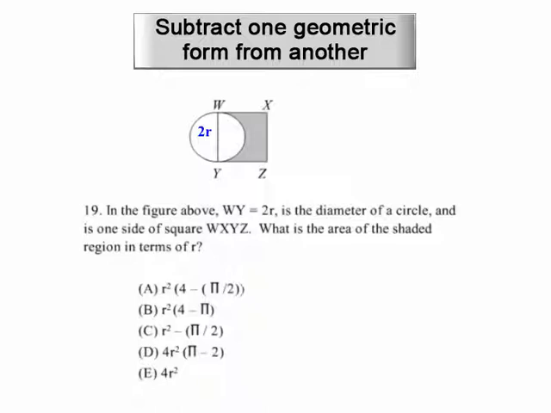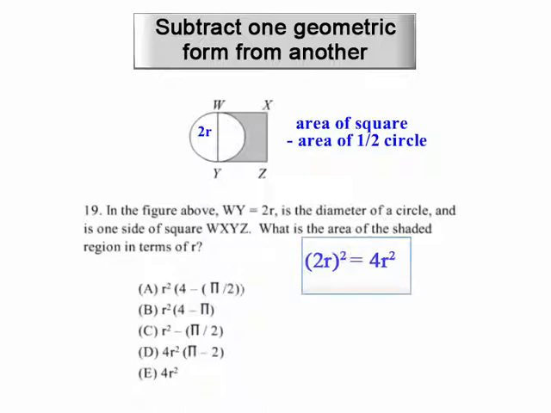Well, if you look at the figure, we're going to be subtracting a semicircle, half of that circle that has a diameter of 2R, from the square. The area of the square is going to be 2R, that's one side of it, and it's a square, 2R squared, so the area of that square is going to be 4R squared.